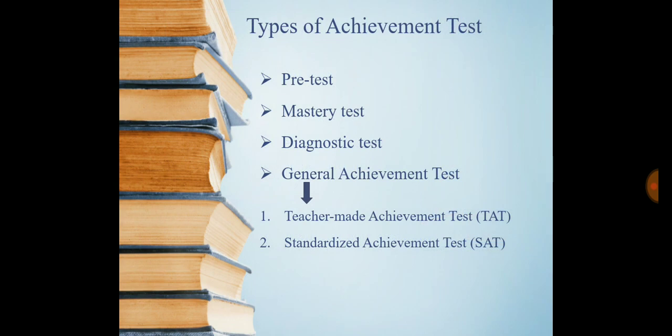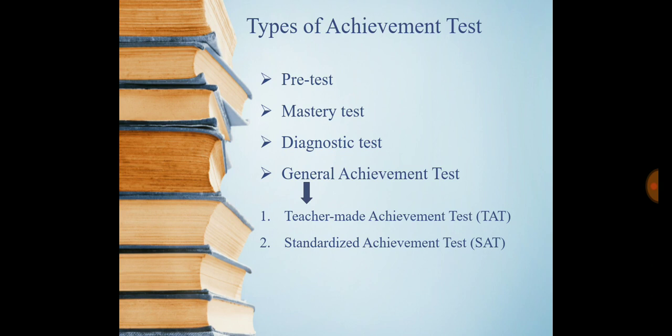Now, there are different types of achievement tests. Some of these are the pre-test, mastery test, diagnostic test, and the general achievement test. Now, pre-tests are tests that are used to determine if students have the necessary background to benefit from a course. They are given at the beginning of the course and are designed to judge the pupil's readiness and capability to take up a new course.